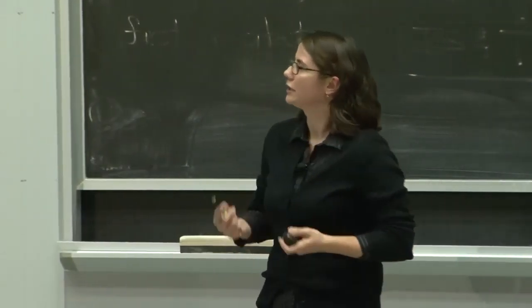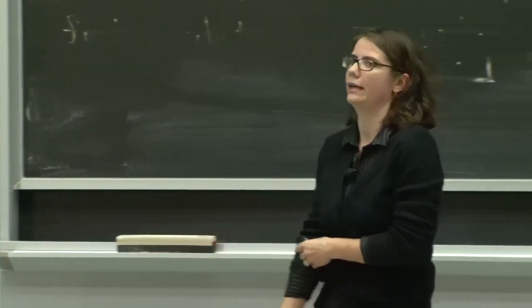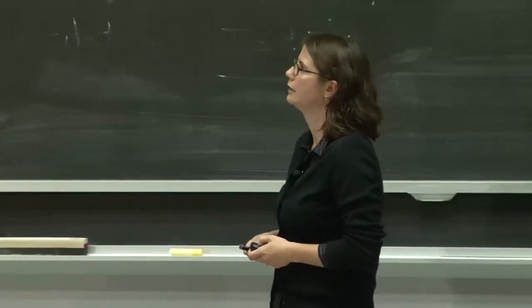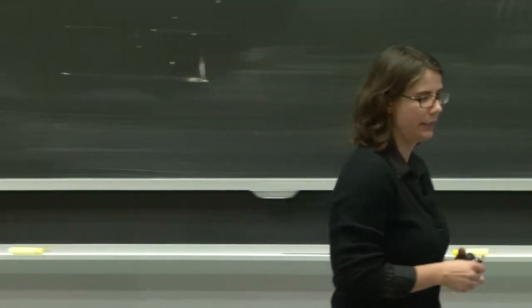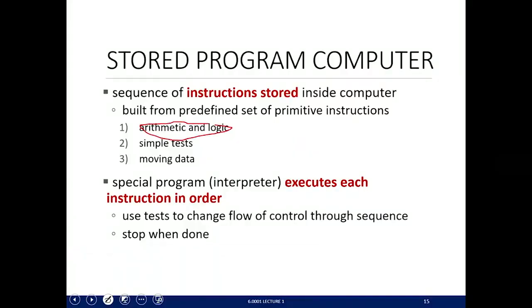Okay. So just to recap, you have the stored program computer that contains these sequences of instructions. The primitive operations that it can do are addition, subtraction, logic operations, tests, which are, something equal to something else, something less than, and so on, and moving data. So storing data, moving data around, and things like that. And the interpreter goes through every instruction and decides whether you're going to go to the next instruction, skip instructions, or repeat instructions, and so on.